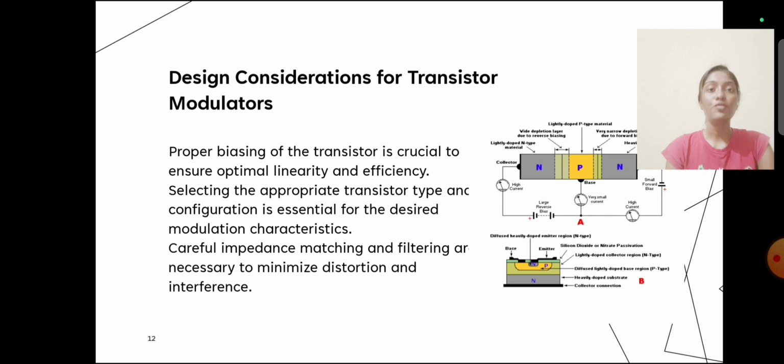Design considerations for transistor modulators. Proper biasing of the transistor is crucial to ensure optimal linearity and efficiency. Selecting the appropriate transistor type and configuration is essential for the desired modulation characteristics. Careful impedance matching and filtering are necessary to minimize distortion and interference.